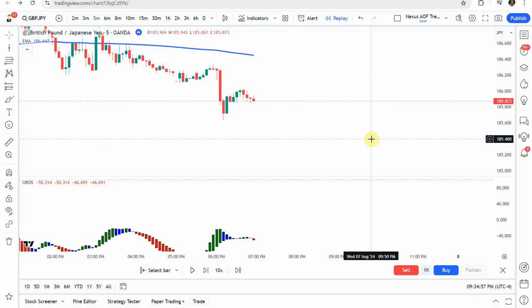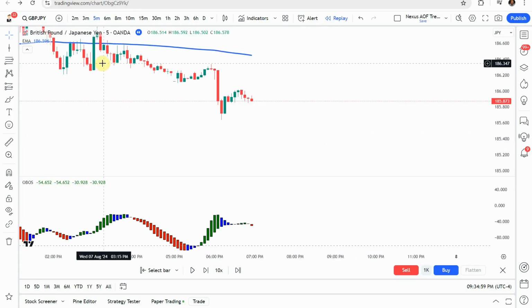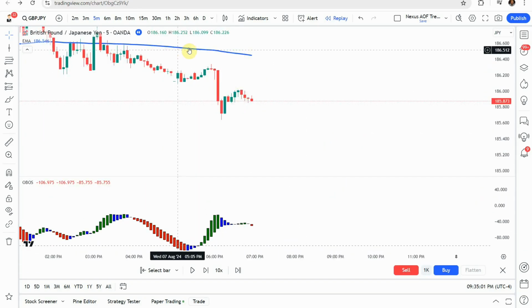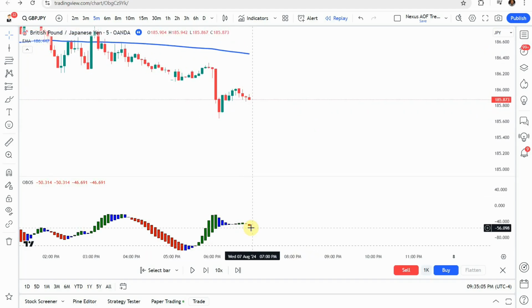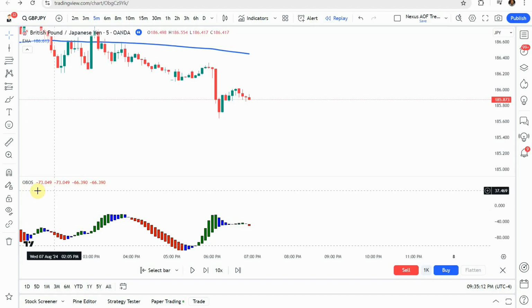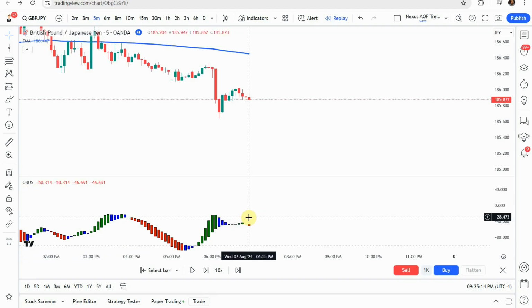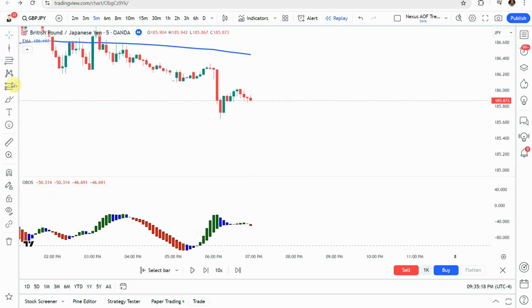And for a short trade, what we are looking for, again, is price to be trading below that moving average. And then we're looking for the OBOS indicator to give us a red bar like this right here. Again, if you hover over that and look at these numbers, you can see when I hover over that bar, all the numbers are red, giving us that sell signal that we're looking for.